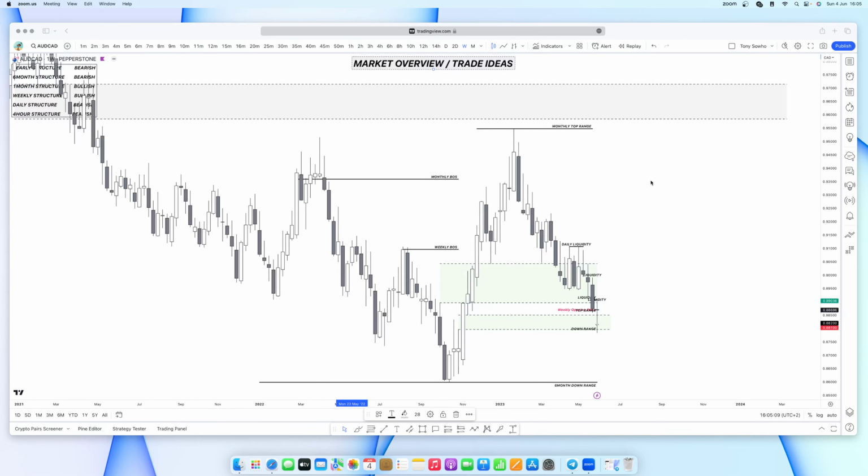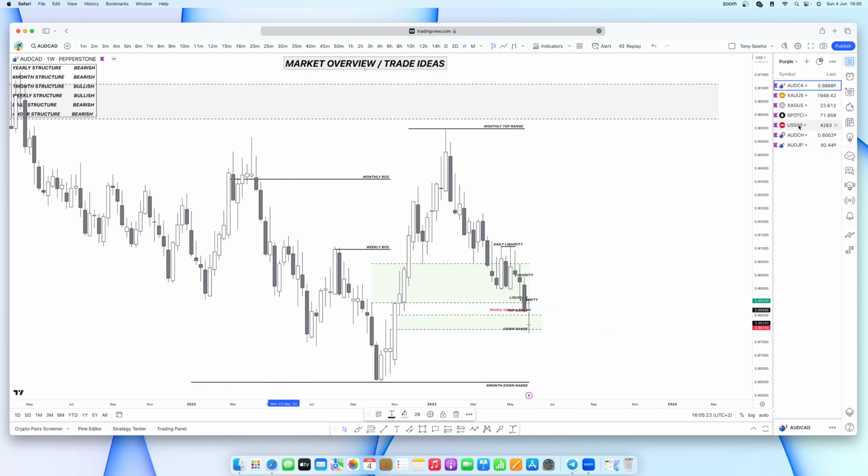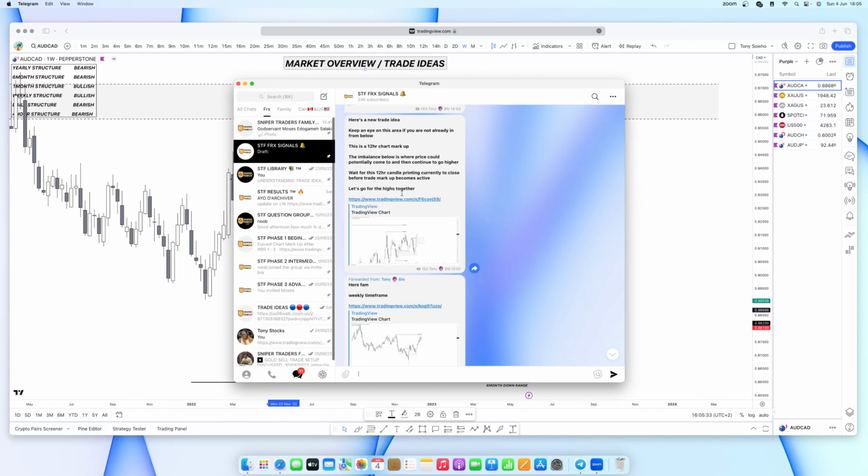So in this call, I am going to be looking at a couple of assets for this week and, you know, trying to predict where price is going to go so we can make some money this week. All right. So this asset on the purple list, I want to quickly talk about these ones here. These are the ones I called out last week in the signal channel, as you can see here.